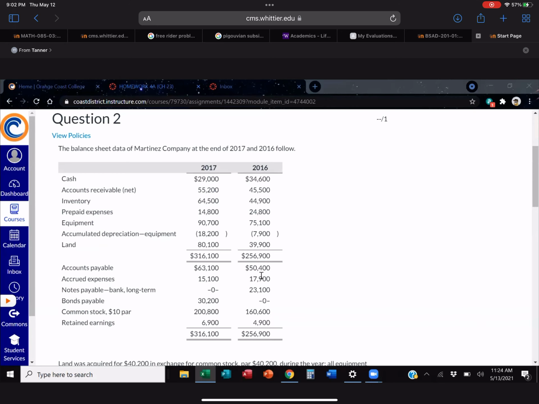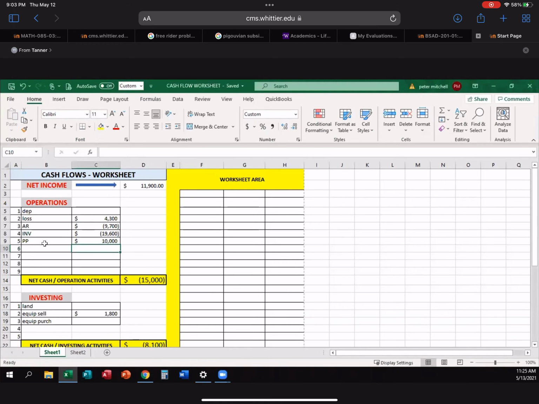Accounts payable looks like it went up by 12,700. Now, remember, if accounts payable goes up, that means we're not paying, which means we have more cash. So that's a plus 12,700, because it went up. So remember, liabilities are the same. If it goes up, it's a plus. If it goes down, it's a minus. On assets, if it goes up, it's a minus. It's opposite. So far, so good. Looks like we're just missing our depreciation. So let's go back and see what we're going to do next.